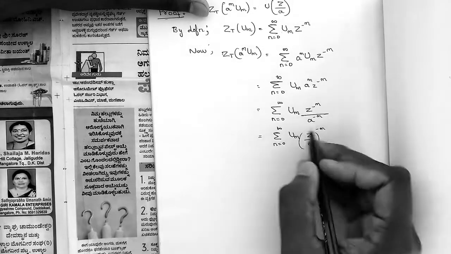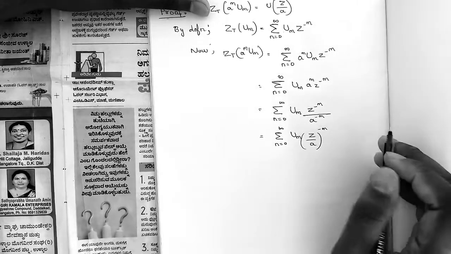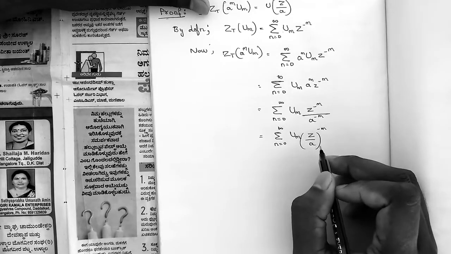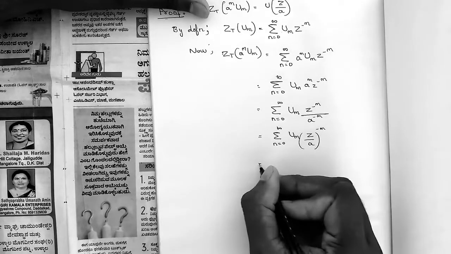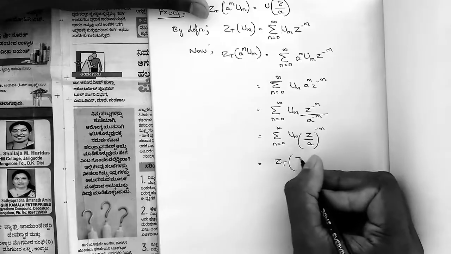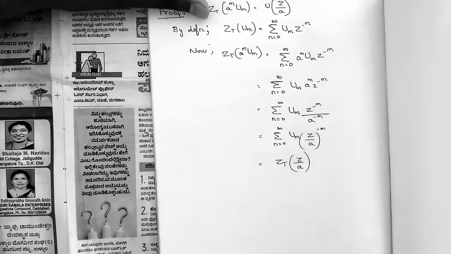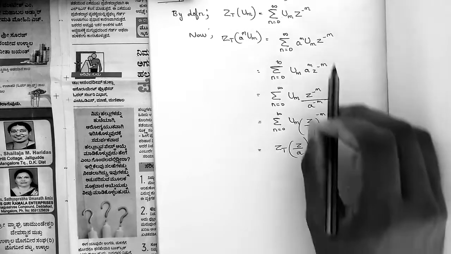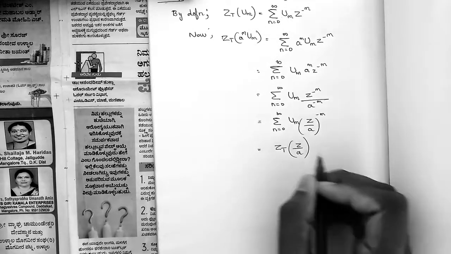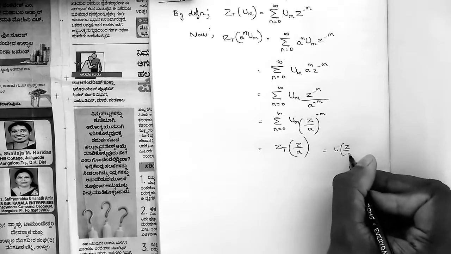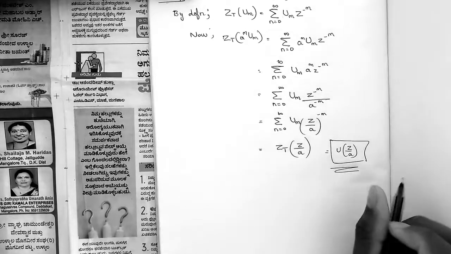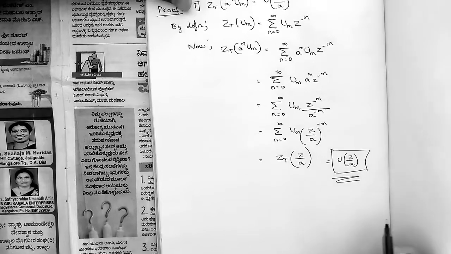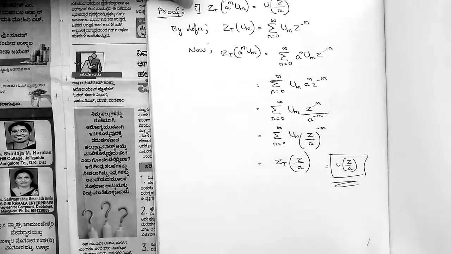So here, if we see this carefully, this becomes the z transform of z by a, because in place of z there is z by a. So this also can be written as U of z by a. So here we have proved the right hand side part, that is, the z transform of a power n u n is equal to U of z by a. So now similarly we will prove the second condition.